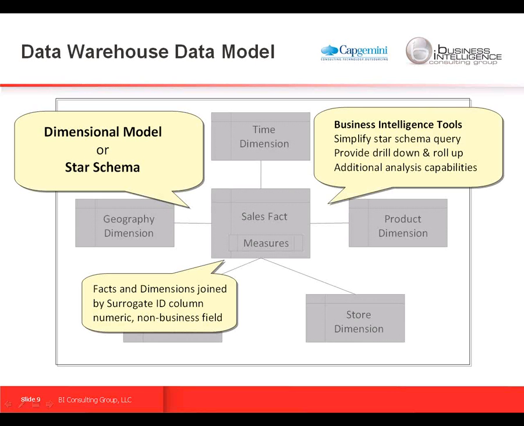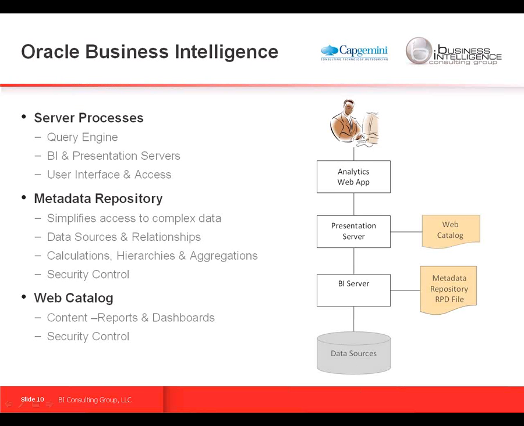And then on top of that warehouse, we usually put a business intelligence tool, which will simplify the querying, provide drill down and roll up capabilities, as well as other analysis. So that's data warehousing in a nutshell. Now the BI product from Oracle is basically a set of server processes that help us pull data out of the warehouse and present it to the user.